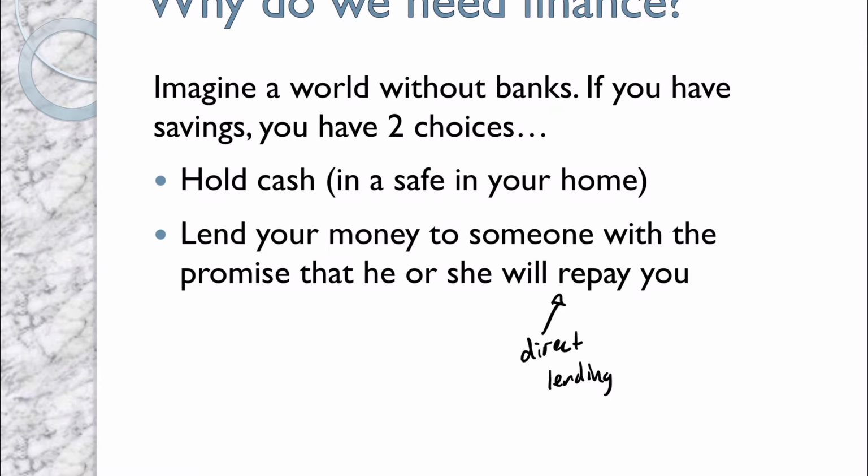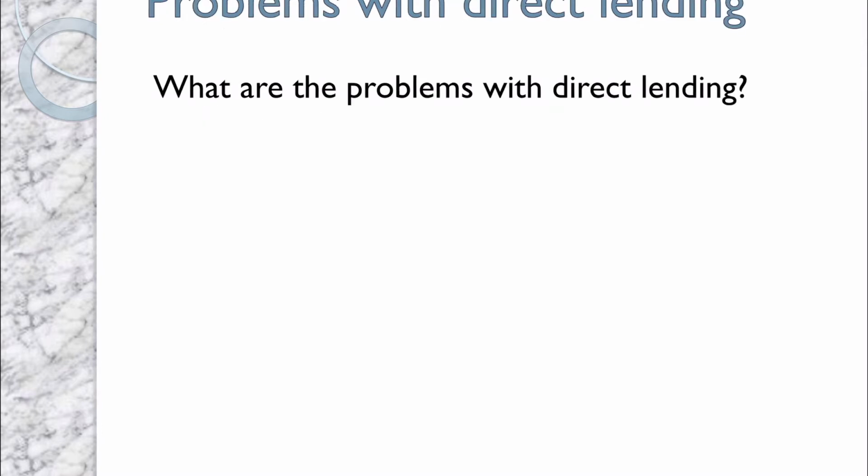So most likely, if you're going to lend your money to someone with the promise that he or she is going to repay you, you're going to ask for some additional compensation, right? You don't just loan money and forego the use of your money without any additional compensation. So what are some problems with this direct lending?